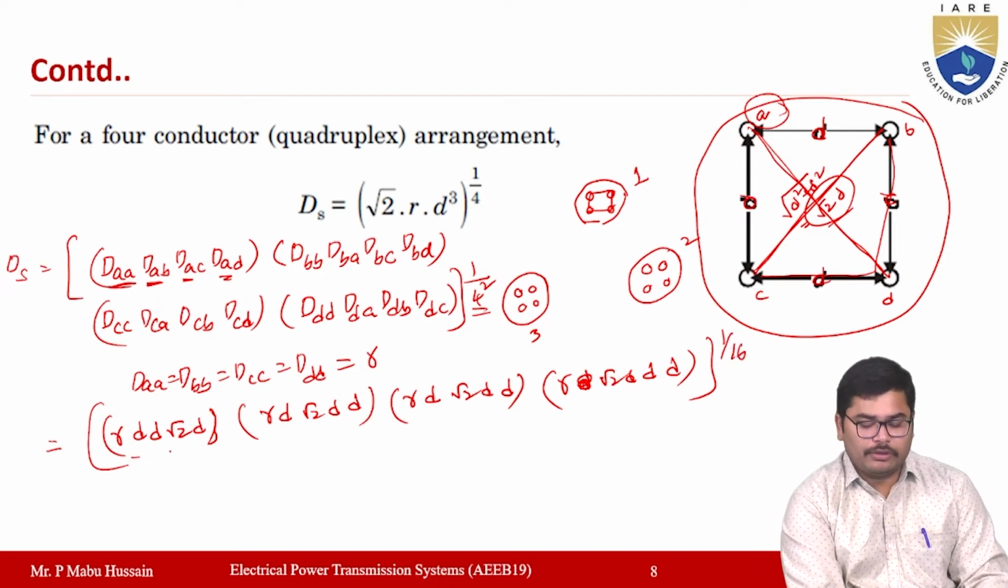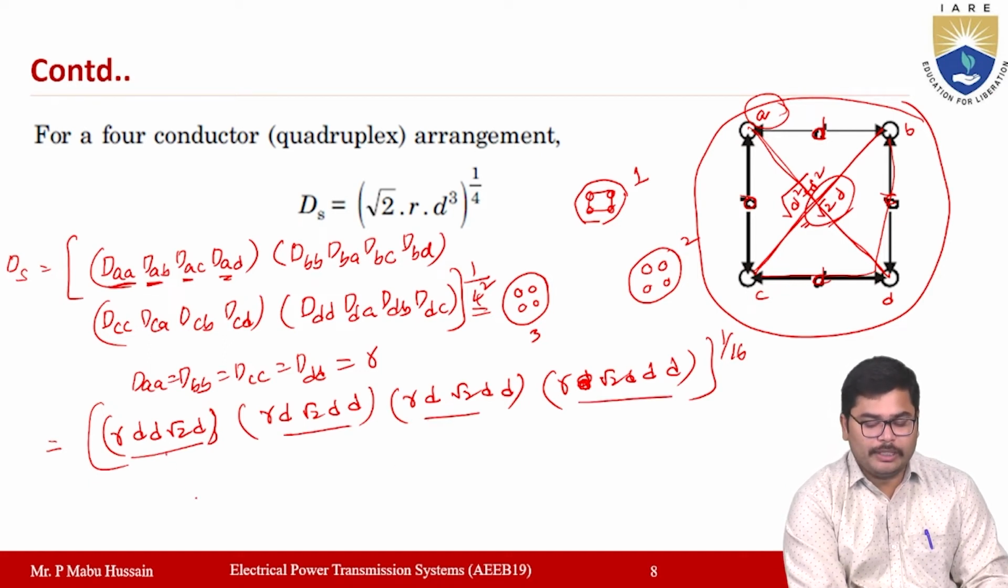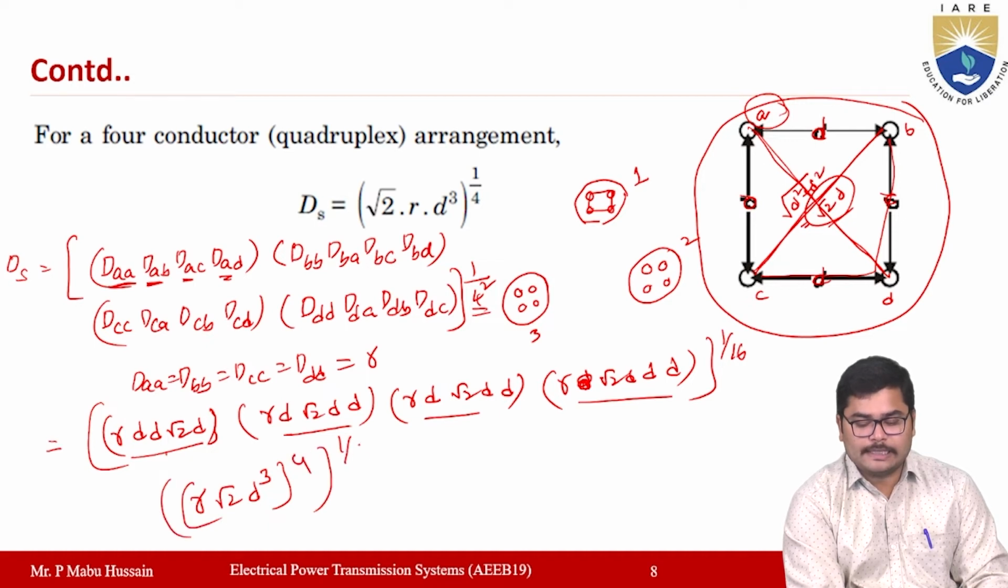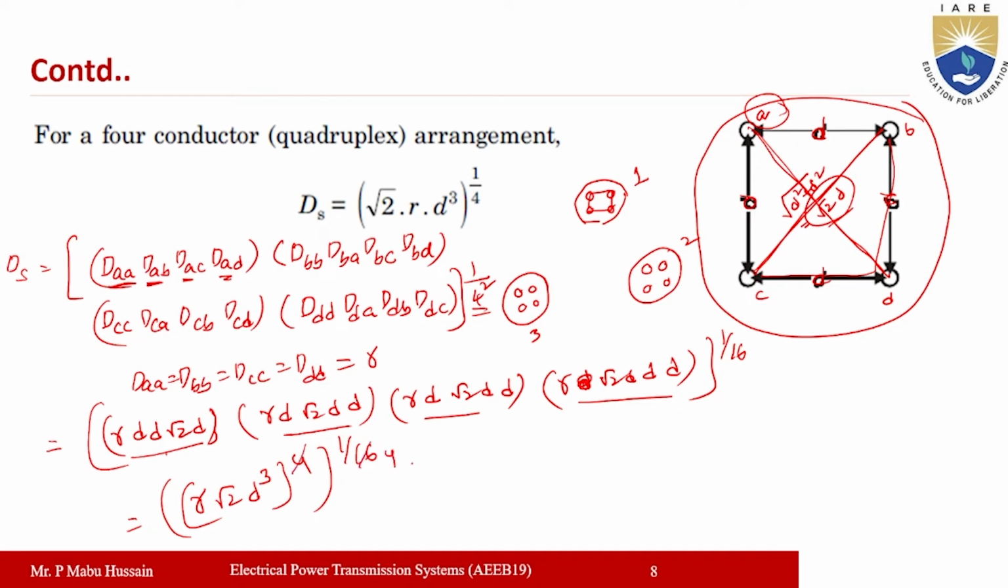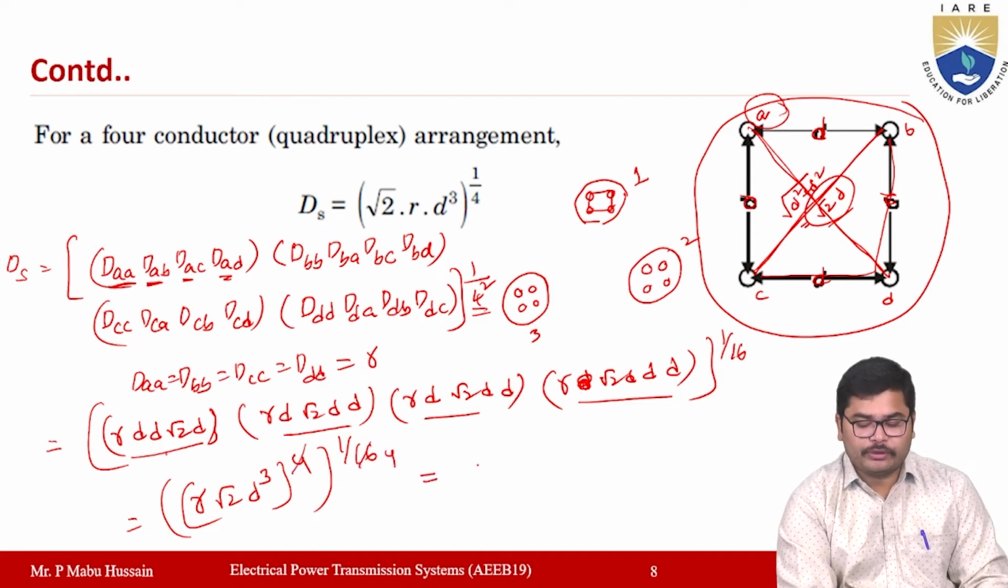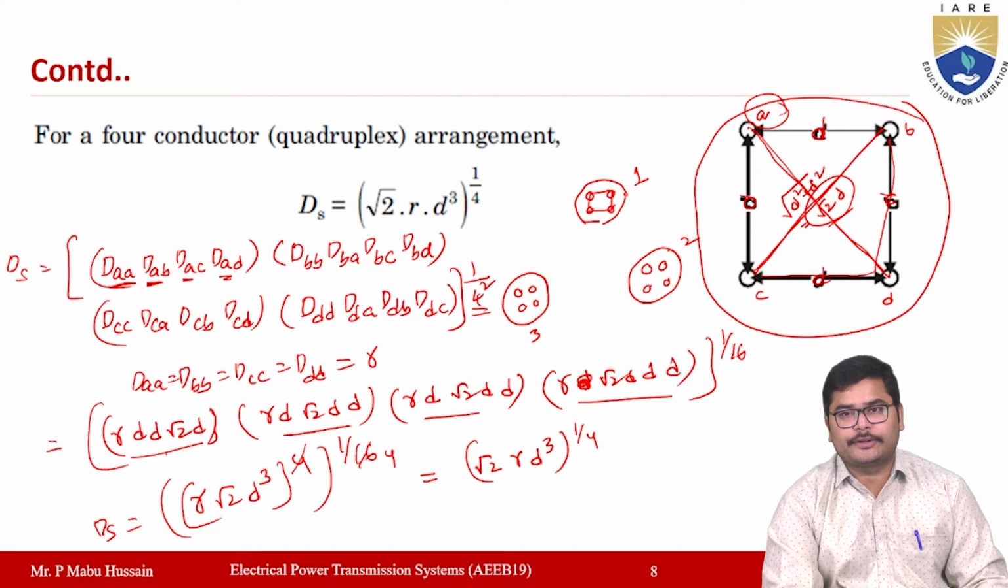Now if you observe, all the terms are the same, whose value will be r × √2 × d³, raised to the power of 4, all to the power of 1 by 16. So this is the value of Ds. This again gives, with the 4, a value equal to (√2 × r × d³)^(1/4). So this is the value of Ds in case of a four conductor bundled conductor.